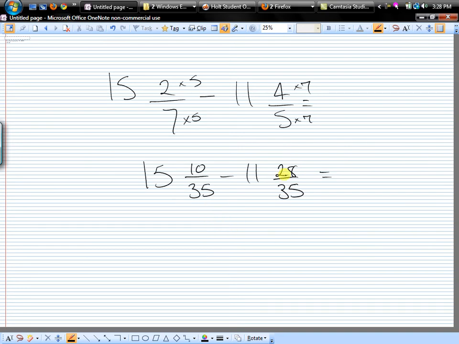huge problem. 28, the other numerator, is larger than 10. Okay, and we cannot take 28 from 10. So what we're going to go ahead and do is we're going to regroup or borrow from 15 to get this subtraction complete.